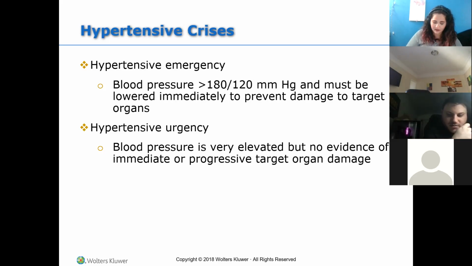Yeah, target organs. Good. Isn't the liver a target organ? Yes. Heart, brain, kidney, eyes, liver. Liver. Yeah.